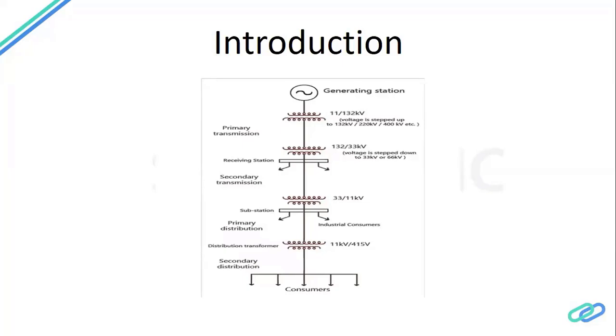So like that, we use the step up and step down method to get the power supply from power plants to our consumer level. For the voltage levels, you can refer to IEC 60038, where you can find the standard voltage levels used all over the world.